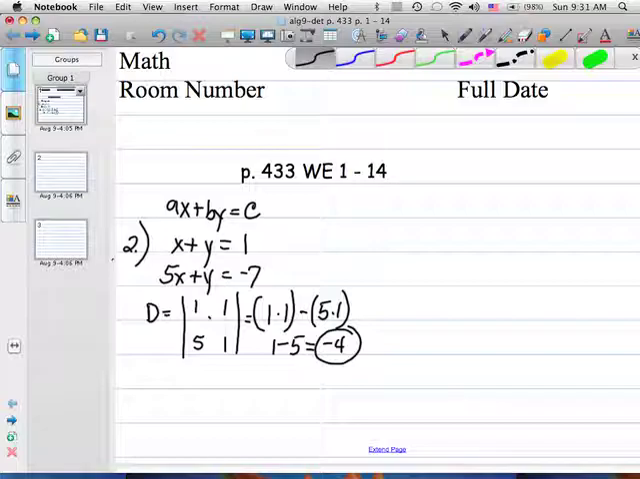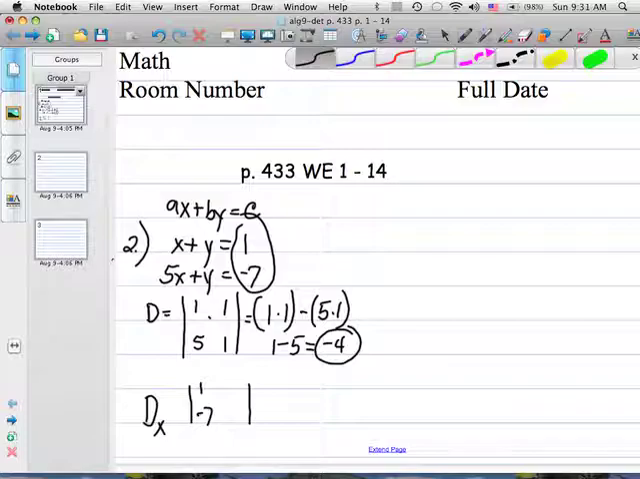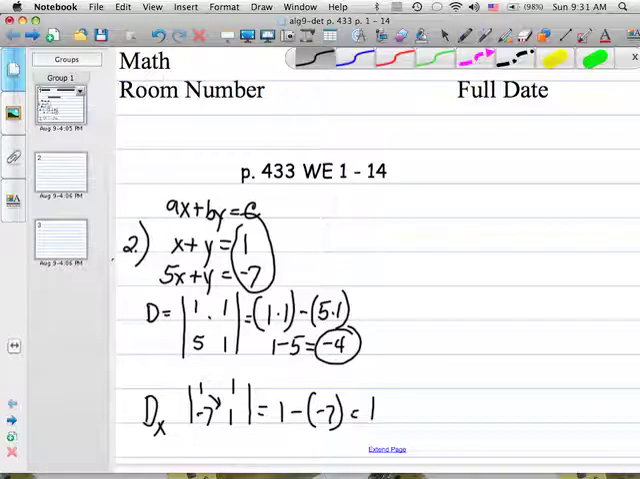Now to find the value of x, we have to do the matrix for x. Since we're looking for x, that's where we put the constants in. That's right here, 1, negative 7. We leave the y column alone, 1, 1. Doing our multiplication, 1 times 1 is 1, minus 1 times negative 7, which is negative 7. So that gives us 1 plus 7, which is 8.